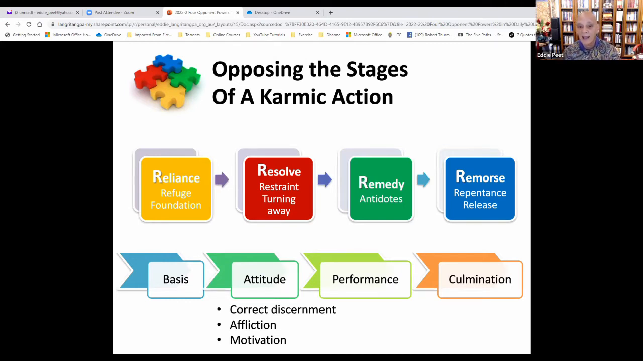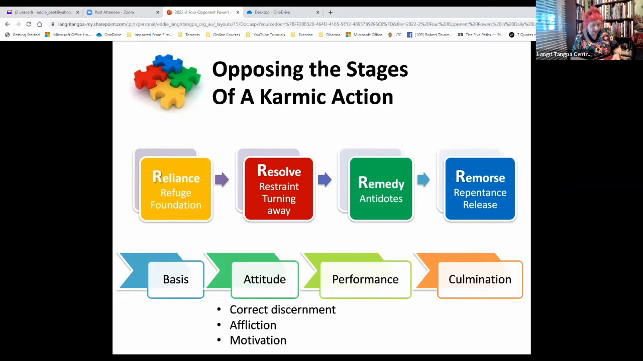The remedy, meaning antidotes, works against the actual performance of the negative action that we created in the past. And remorse, repentance, release works against the joy or the sense of satisfaction that we had when we created the negative act. So what I'll do now is take this and go into it in a little bit more detail.